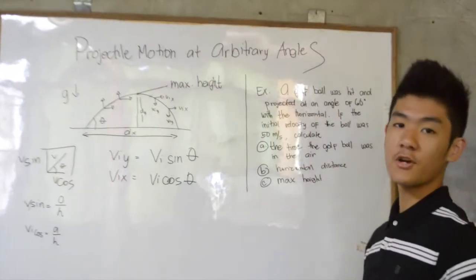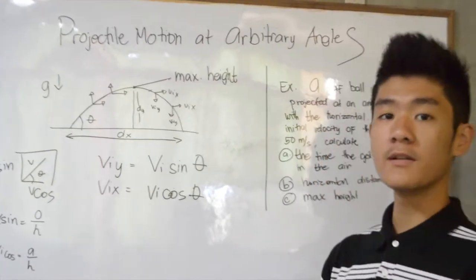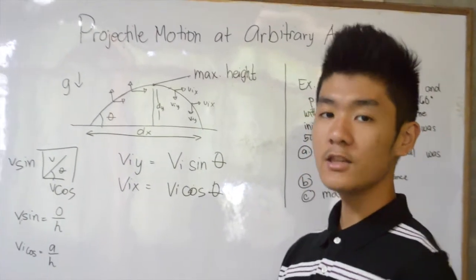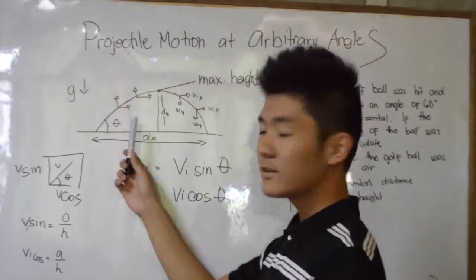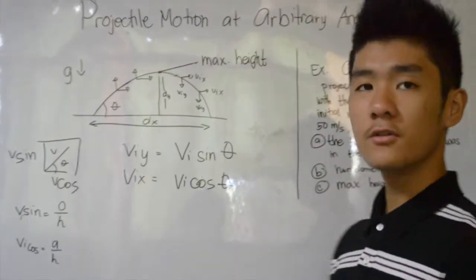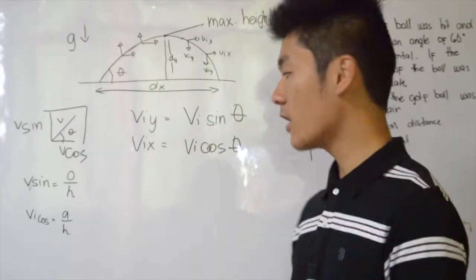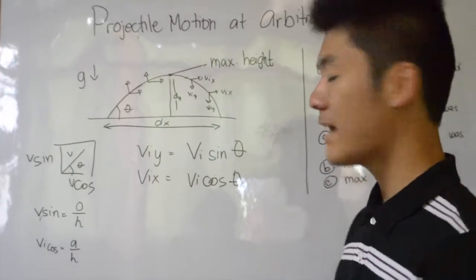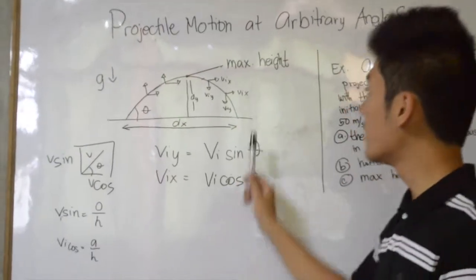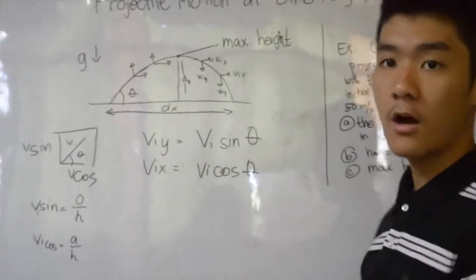So today I'm going to teach you about projectile motion at arbitrary angles. If you heard me earlier, the x and y components are completely independent of each other, so this includes angles. We're going to use the functions sine and cosine. Sine is the opposite over the hypotenuse, and cosine is the adjacent over the hypotenuse. Sine is used to compute the maximum height, and cosine is used to compute the distance traveled horizontally.